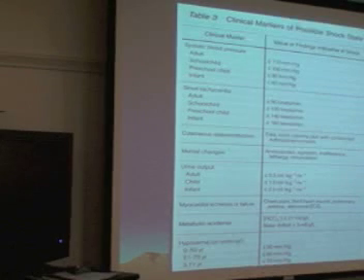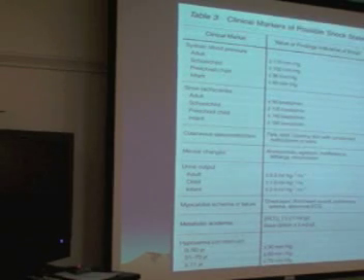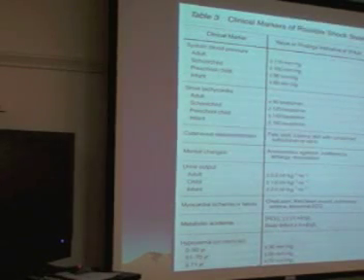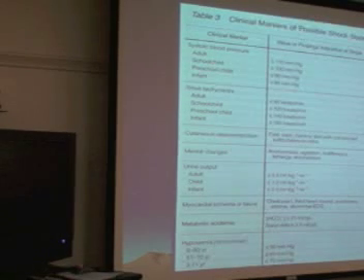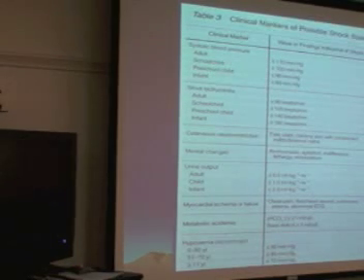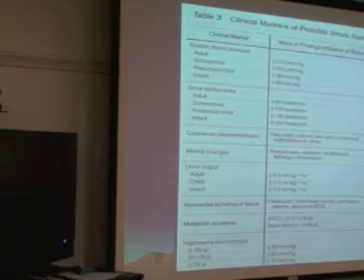Same thing, skin color, mental status changes, urine output. Adults, we like at least a half cc per kilo per hour, although most of us go for 1 cc per kilo per hour. Acidosis, and then hypoxia.